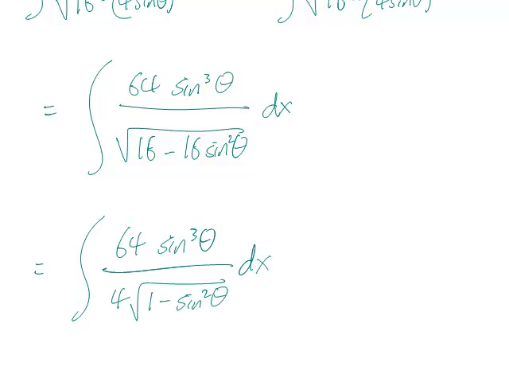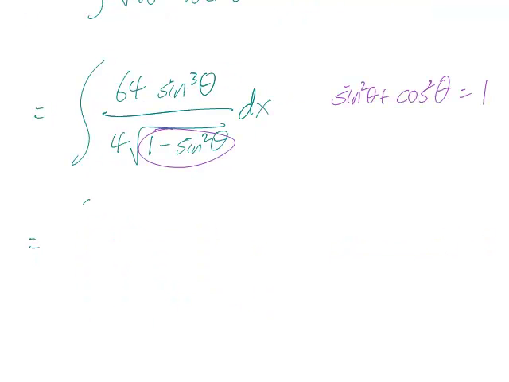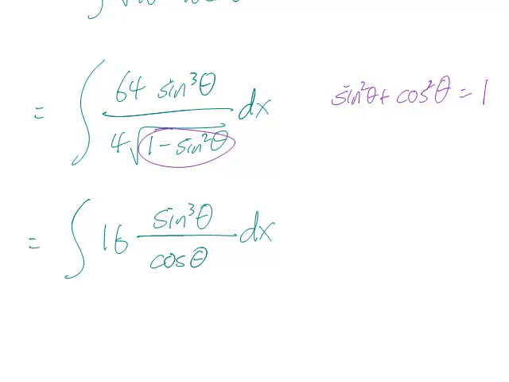And remember that the whole point of using trig substitutions is to render the square root of something squared plus or minus x squared into the square of a trig function. Over here, 1 minus sine squared, remember, is cosine squared, because sine squared plus cosine squared is always equal to 1. So we can actually just go and rewrite this. We may as well simplify 64 over 4 to 16. 16 sine cubed over the square root of cosine squared, which is just cosine theta dx. Okay, now we have the integrand figured out.